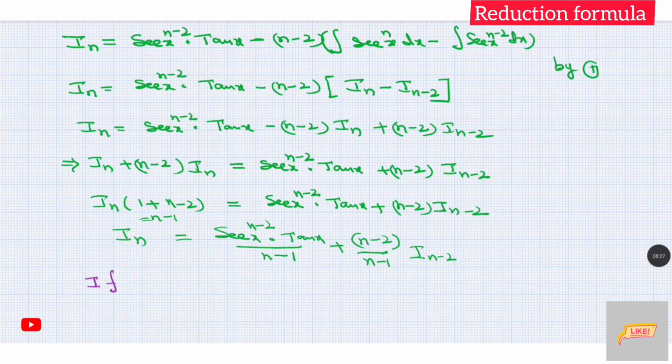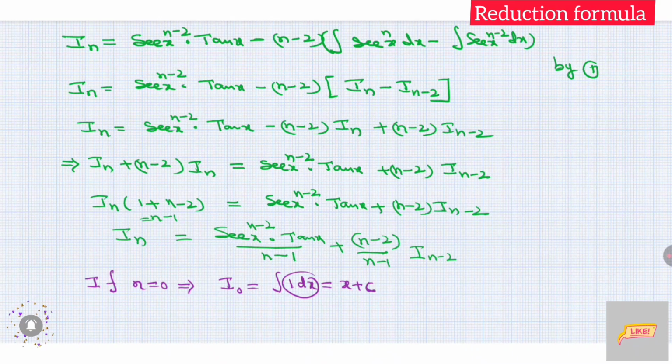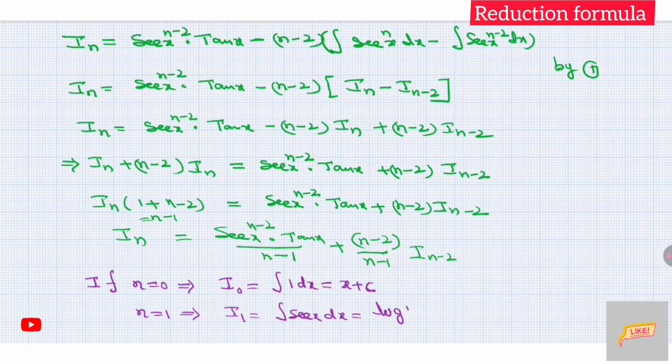Okay, if n equal to 0, then I naught equals integration 1 dx is equal to x plus c. Here 1 dx is secant x power 0, which is 1, into dx is dx, so integration 1 dx is equal to x plus c. If n equal to 1, then I_1 equal to integration secant x dx is equal to the formula log secant x plus tan x plus c, or log of tan pi by 4 plus x by 2 plus c.